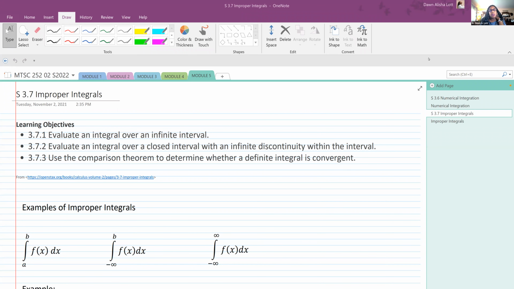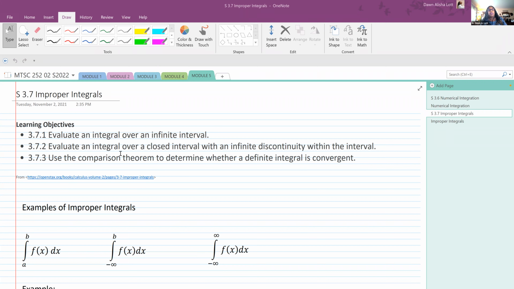Okay, so this is something altogether different than what we have done in the previous sections and the previous modules. Here we're going to be looking at improper integrals, and these are integrals that either have infinity or negative infinity as one of the limits, or there's a point inside the interval where the function is not continuous. So we're going to evaluate an integral over an infinite interval. We're going to evaluate an integral over a closed interval with an infinite discontinuity within the interval.